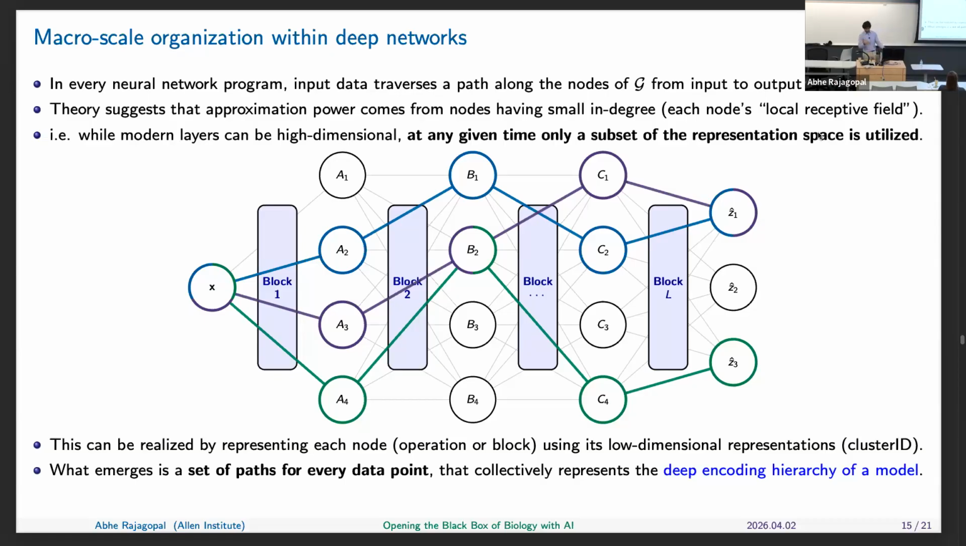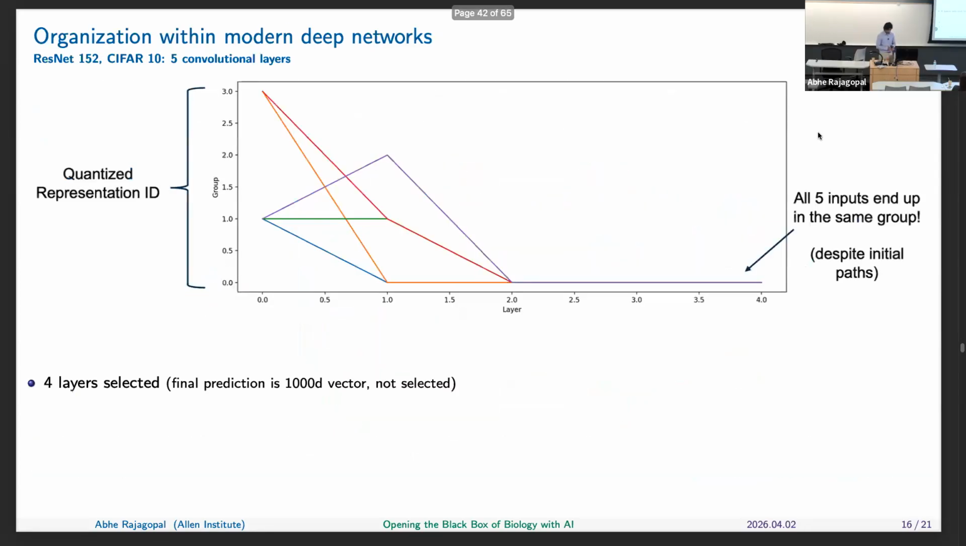I realized that if you take the collection of all the traces, or what I call these paths, it collectively represents how a network is encoding the entire input data set, where any part of the data set will have a unique path. I'll give you a really simple example. Taking a ResNet, a convolutional network, I pick 5 layers and plot for a few samples what paths they take. In this case, at each layer, I cluster the representation into 4 groups.